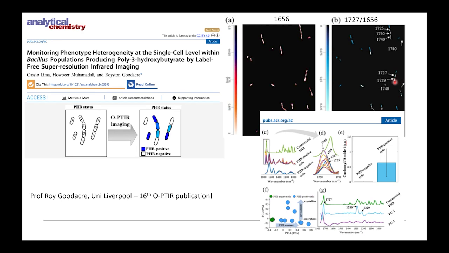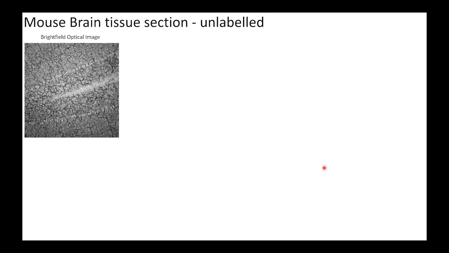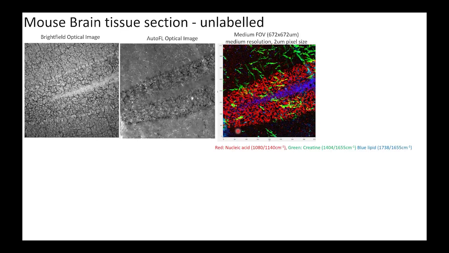Okay. This is a really lovely example from Mark Hackett at Curtin University in Australia. This was a mouse brain tissue. I've got an optical image of it. This is a great example of the multimodality. So we've got an optical image here, an autofluorescence image here, and now we've got O-PTIR images. These are all taken from the same objective, right? So we're not moving anything. So they're fully registered, fully overlayable.